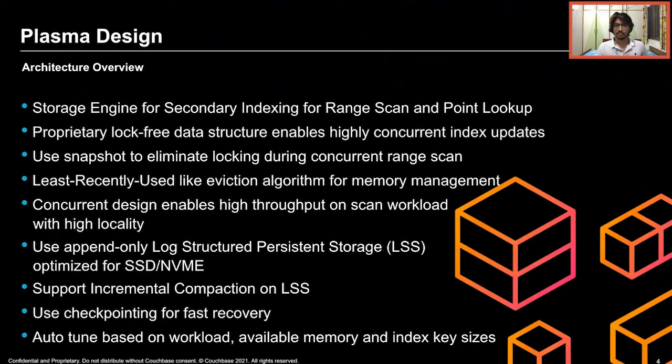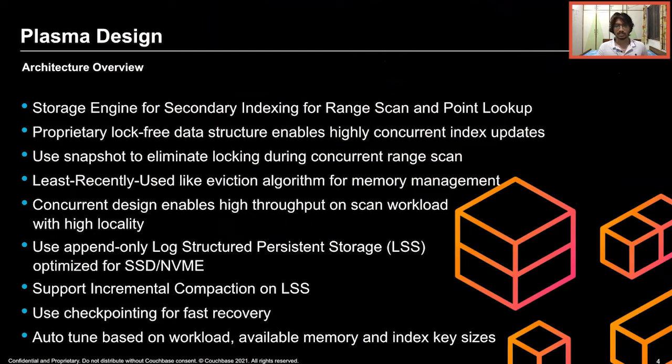Plasma is the underlying key-value storage engine for the index service. It supports both range scans as well as point lookups. Plasma is built using a lock-free data structure, which not only enables highly concurrent index updates, but also scales with a high number of CPU cores. It uses a lightweight snapshotting mechanism to eliminate any locking during concurrent scans. Memory management is done through an LRU-like eviction algorithm. This concurrent design results in high throughput on scan workloads, especially when they have high locality.